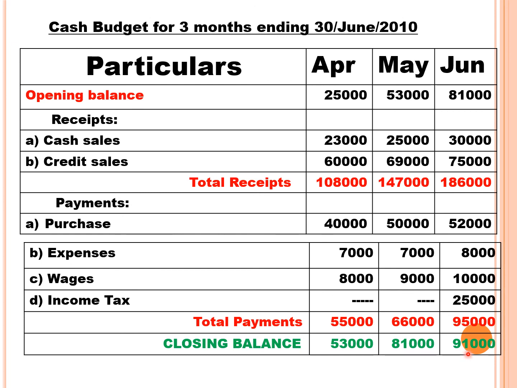So you can plan your investment. You have excess cash balance: 53,000 plus 81,000 plus 91,000. So there's a surplus of cash. So you can make a plan for short-term investment in a bank, or you can make your own expenditure plans. Okay, students, kindly work this out.